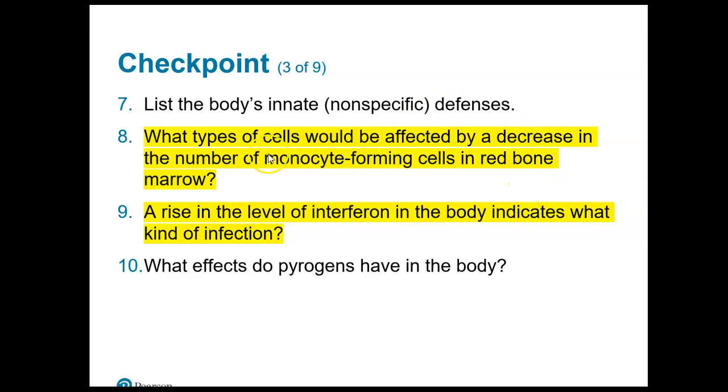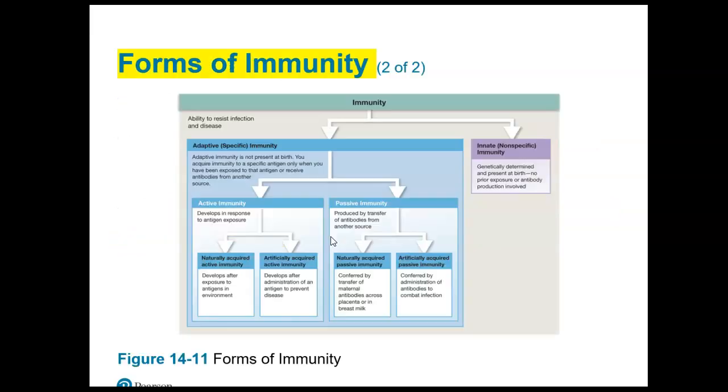Checkpoint questions. What types of cells would be affected by a decrease in the number of monocyte-forming cells in red bone marrow? Macrophages. And a rise in the level of interferon in the body indicates what kind of infection? A viral infection.